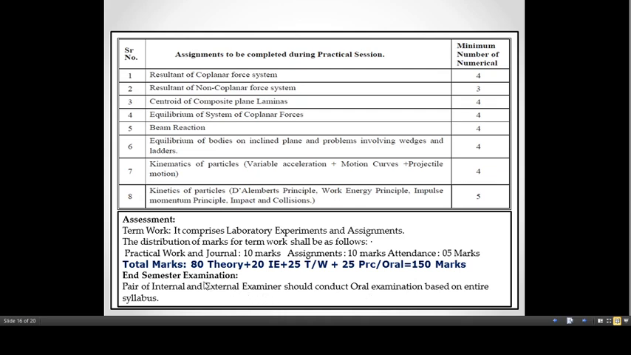What about the end semester examination as far as the practical work is concerned? The pair of internal and external examiners should conduct the oral examination, depending upon the entire syllabus.